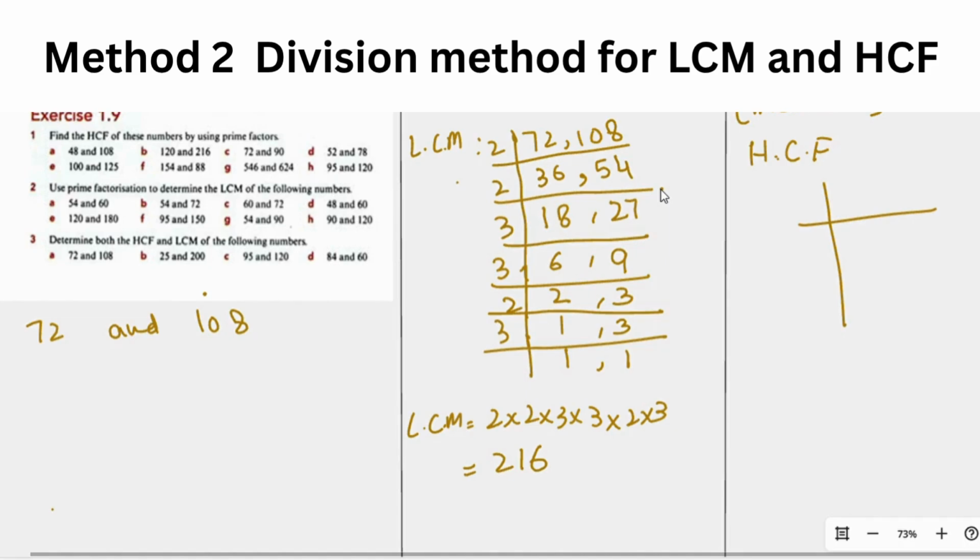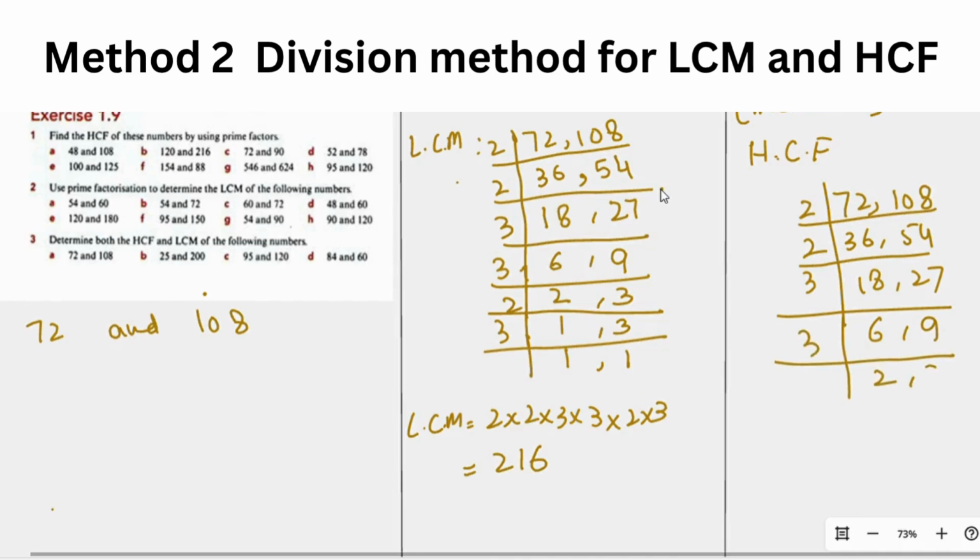Now we'll find HCF in the same way by division method. So we'll just stop here because we don't have to reach quotient 1. We'll keep dividing until both numbers are coming in the same table. So 2 and 3, these are the numbers that are not coming in the same table. So we'll just stop the division here, and write down all the prime factors, the divisors, and multiply them.